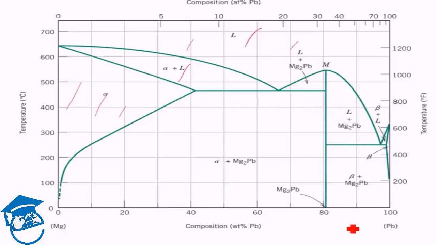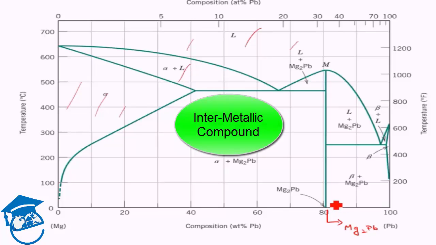Here it is. At around 81%, what we have is Mg2Pb in the magnesium lead phase diagram. This is a singular line, right? It is not an area. It has a fixed composition, and compounds of this type, which are formed in a phase diagram and do not occupy an area, are known as intermetallic compounds.